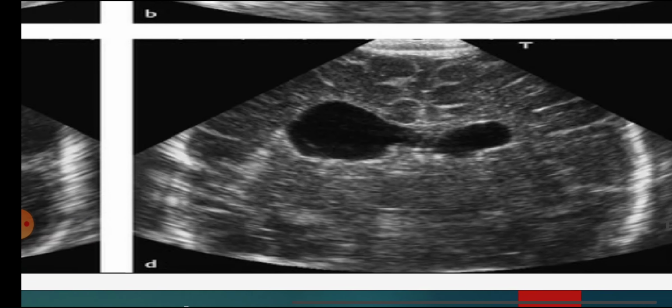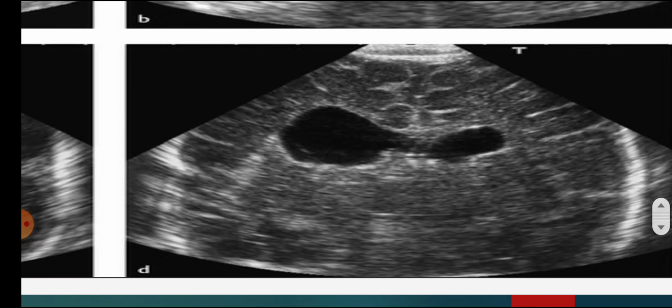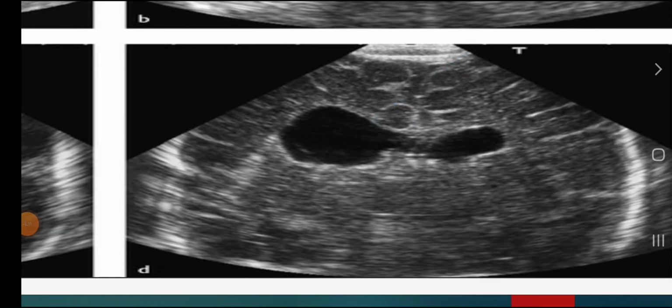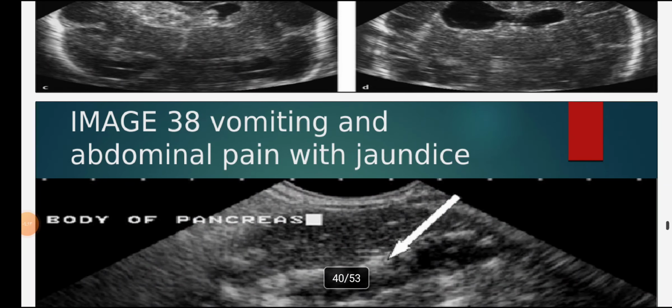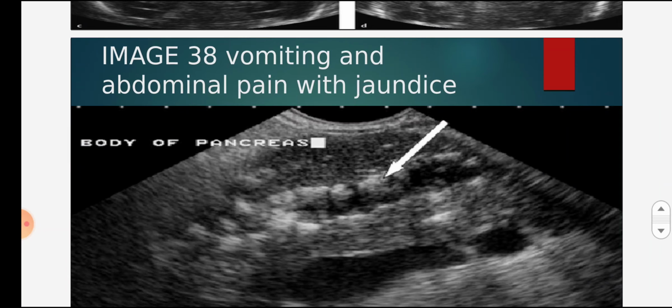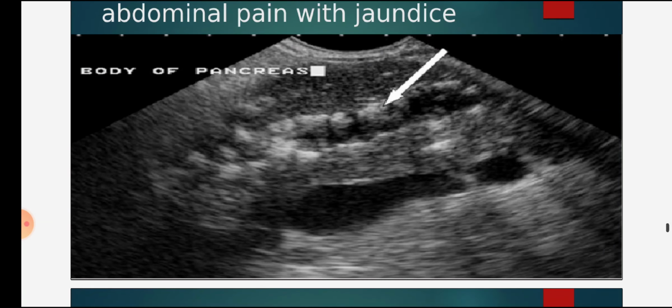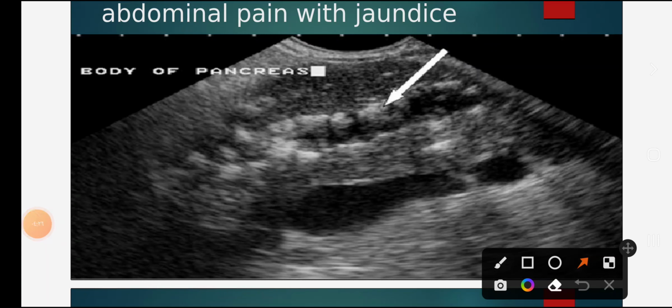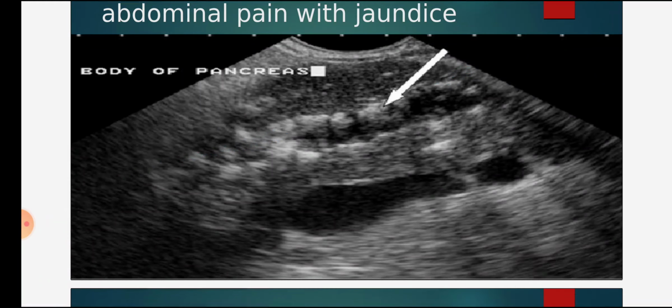Image number 4, the feature of ventriculomegaly or hydrocephalus, an increase in size by serous fluid inside this ventricle. Image number 38. The patient complains of vomiting and abdominal pain with jaundice. The abdominal ultrasound uses a curvilinear probe. You see calcification inside the pancreas, a feature of pancreatitis.